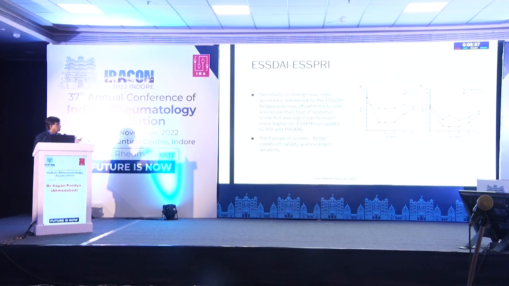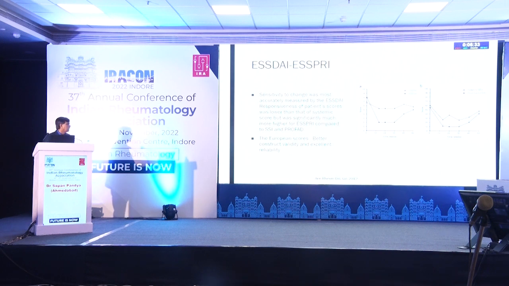This was work by Professor Seror from France, and it concluded that you have to decide before the drug trial which is the domain you're going to target. Sensitivity to change was most accurately measured by the ESSDI. Responsiveness of patient score was lower than that of systemic score, obviously because they are patient-reported outcomes, but was even then better in SPRI than the earlier ones.